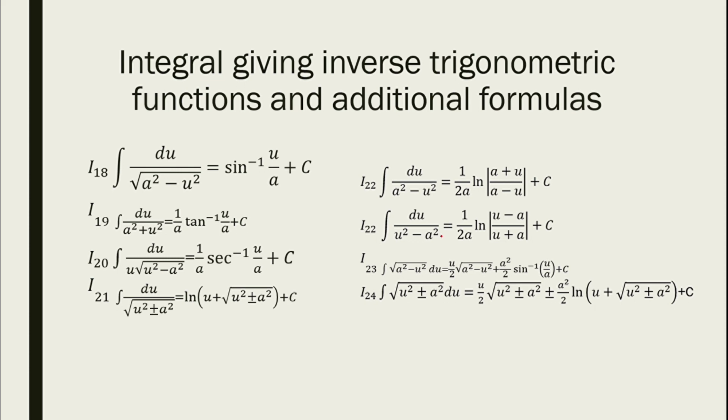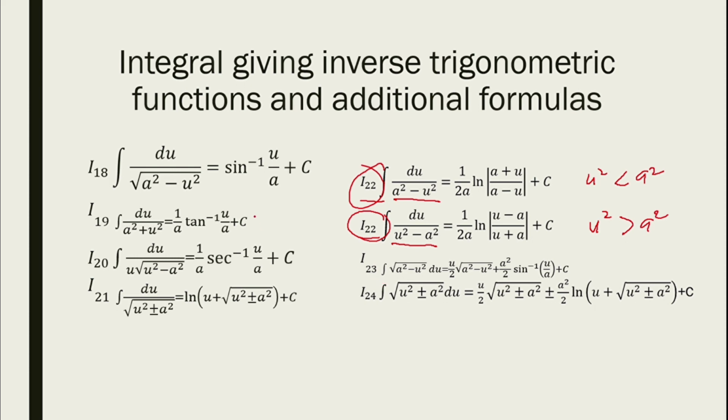So we have here, take note of this, we have two I-22. In the first I-22, u squared is lesser than a squared. And in the second one, u squared is greater than a squared. So take note of this: how to make use of this I-22 when u squared is lesser than a squared, and when u squared is greater than a squared. So this is the formula that we're going to use. Take note, u squared, and this is a squared.